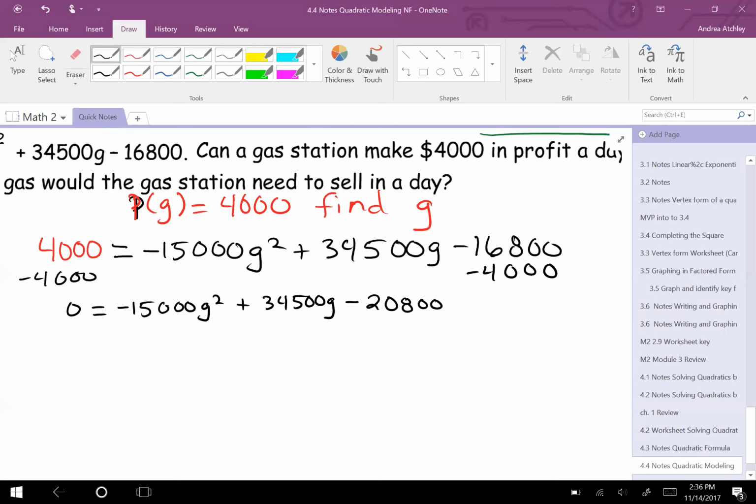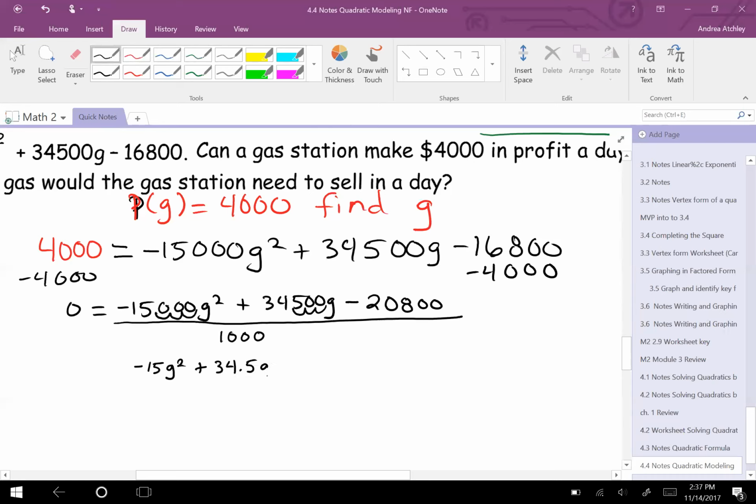Okay, these numbers are crazy, right? They're kind of big. Let's make them a little smaller. Let's divide them all by 1,000. Okay, I can factor the GCF, which is basically what I'm doing. I'm dividing everything by 1,000. When I divide by 1,000, I just move my decimal over 3 times. So negative 15G squared here. Here I move my decimal over 3 times, and I get plus 34.5G. Here I move my decimal over 3 times, and I get minus 20.8.